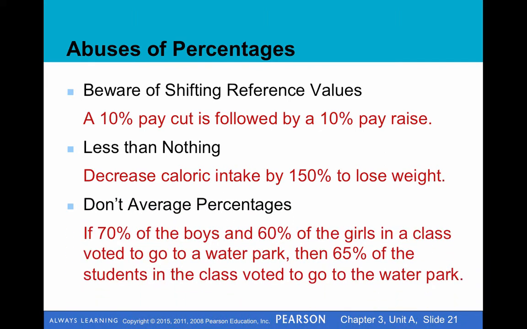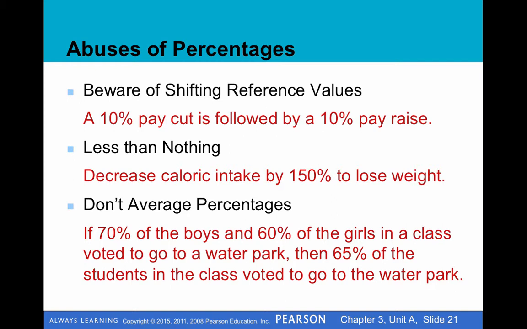And you can't average percentages. So it said if 70% of the boys and 60% of the girls in a class voted to go to the water park, then 65% of the students in the class voted to go to the water park. That's not necessarily true, because maybe there are a lot more boys than girls, so it would be a weighted average. 70% is a percentage of the number of boys, and 60% is a percentage of the number of girls. You can't average out the percent unless you know that the number of boys and girls is exactly the same.